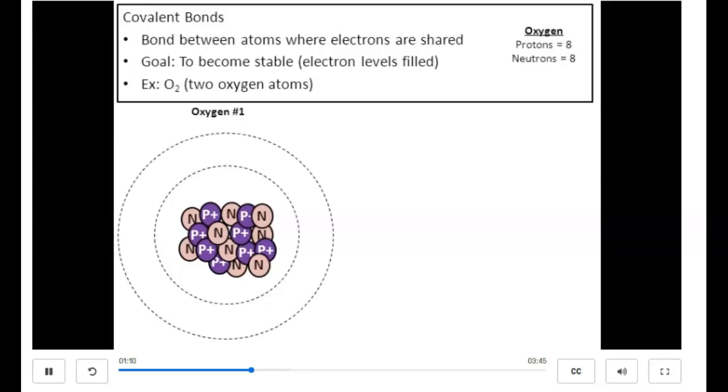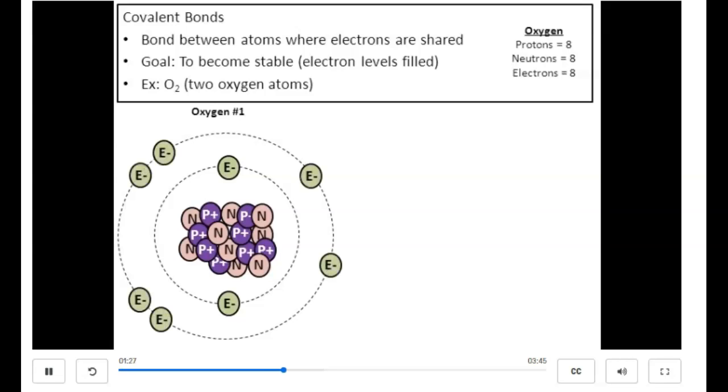I'm also going to draw the electron levels around the nucleus, and now I can tell you that oxygen has 8 total electrons. So when I draw the electrons, I'll put 2 electrons in level number 1 because that's all level number 1 can carry. And then I'll put the leftover 6 electrons in level number 2. Notice how the first level, the inside level, is stable because it can only hold 2, and it has 2. But the second level is unstable. It can carry 8 electrons, but it only has 6. That's a problem. It's unstable.